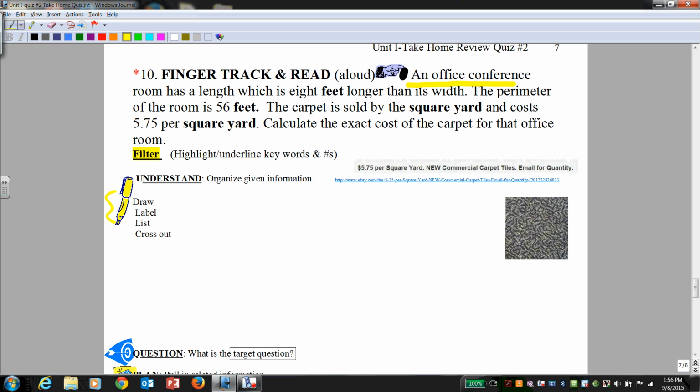An office conference room has a length which is 8 feet longer than its width. The perimeter of the room is 56 feet. The carpet is sold by the square yard and costs $5.75 per square yard. Calculate the exact cost of the carpet for the office room.